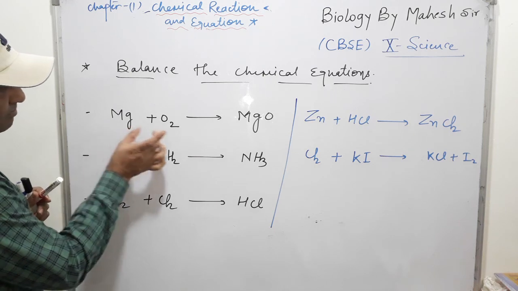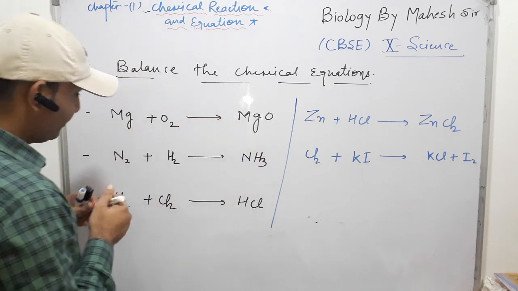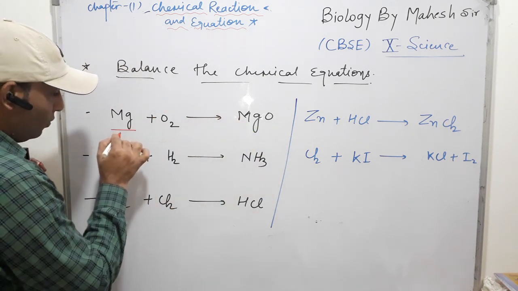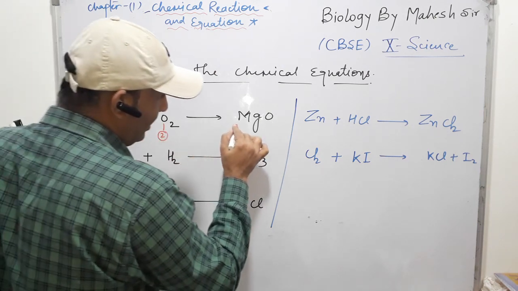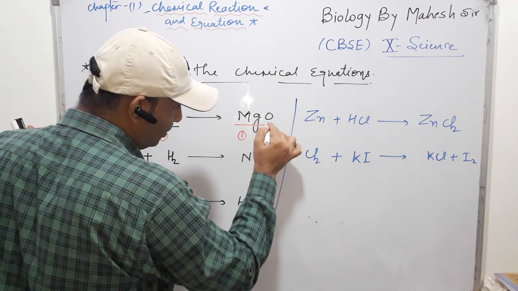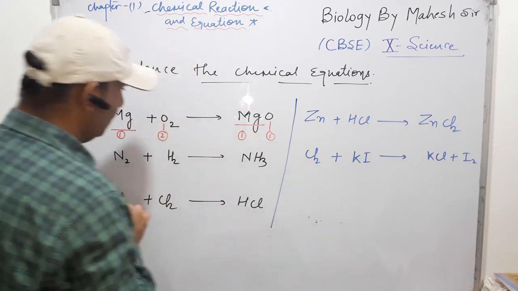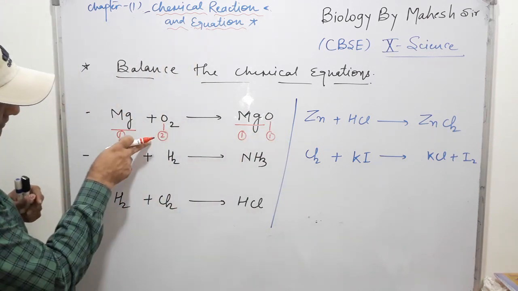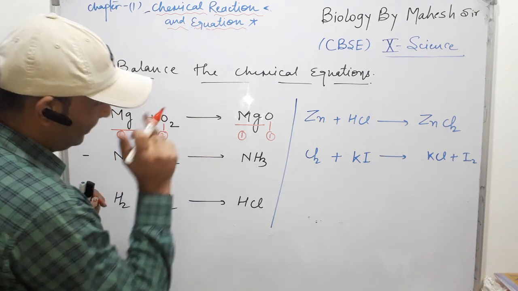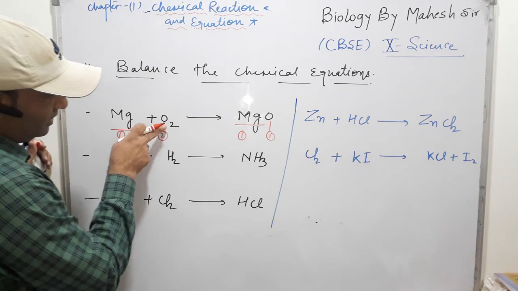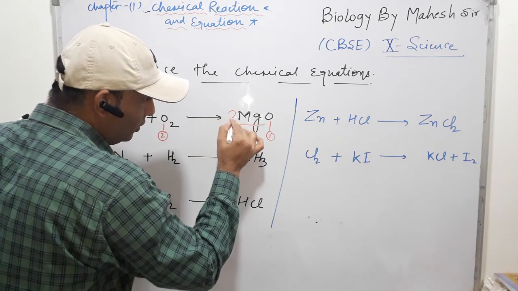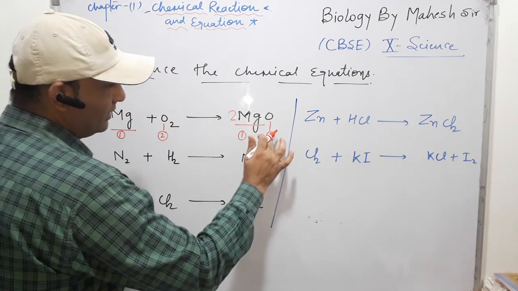First of all, Mg plus O2 produces MgO. So Mg has 1 atom and oxygen 2 atoms on the left; on the right, Mg has 1 atom and oxygen 1 atom. So what is imbalanced? Only the oxygen: the left hand side has 1 oxygen more than the right hand side. So first we balance the oxygen. Here, for the 2 oxygen, we write 2 in front of MgO, so oxygen is in balanced form.